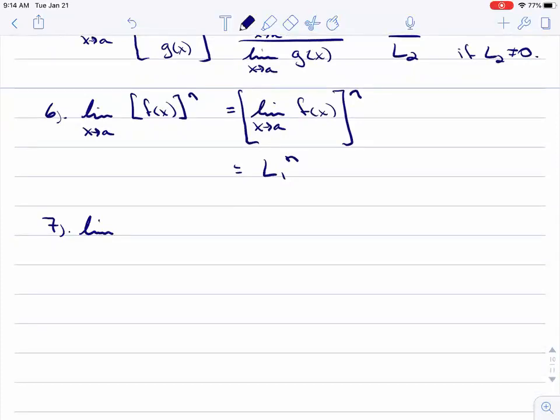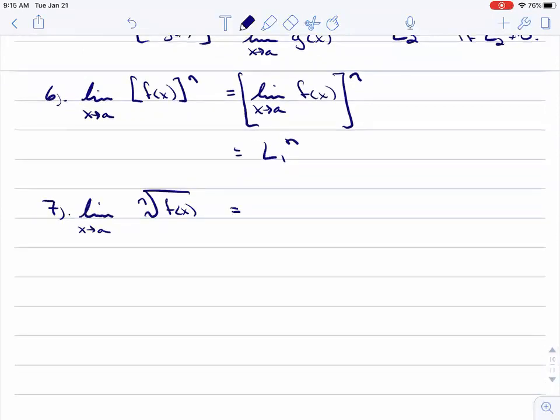Finally, before we get into the special cases, the only one that we haven't talked about is the roots, right? If we take the limit as x approaches a of the nth root of f of x, we can even sneak the limit just onto the f of x, just because of how the nth root behaves. That's the same as the power one that we just talked about, except now it's to the power of 1 over n, but it behaves the same way. And so now we can rewrite this as the nth root of the limit as x approaches a of f of x.